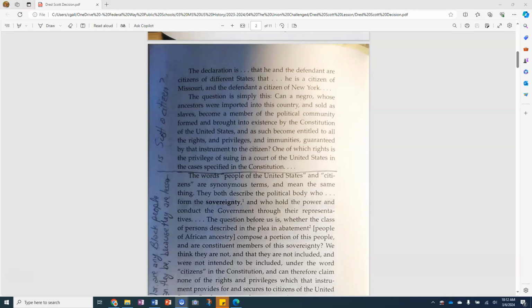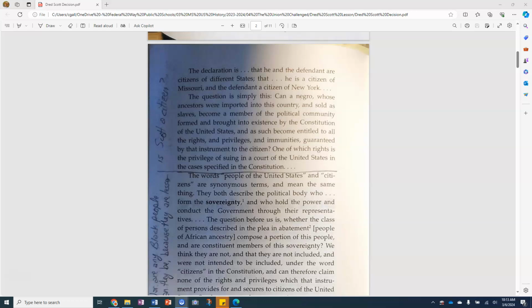Can they constitutionally become citizens? And as such, are they then entitled to all the rights, the privileges, the immunities that you and I enjoy as citizens? Okay. Or at least as residents of the United States. Because this is one of the aftermaths of this decision.